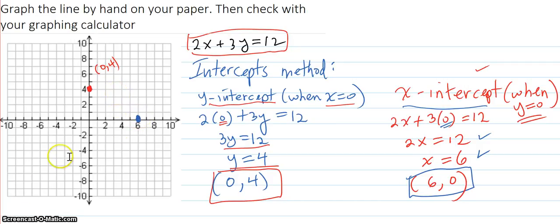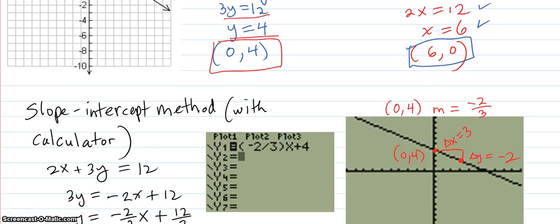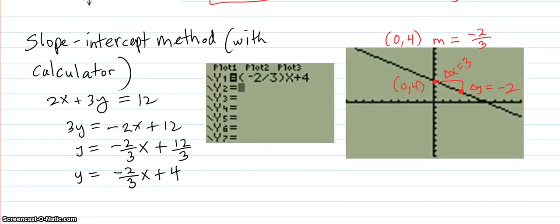Okay, and now let's graph a line through there. And there we have our line, and we have our x-intercept, our y-intercept, these 2 points, line through it, and that line is graphed. Now we're going to do it with the calculator method to check it, and that's doing it with the slope-intercept method.